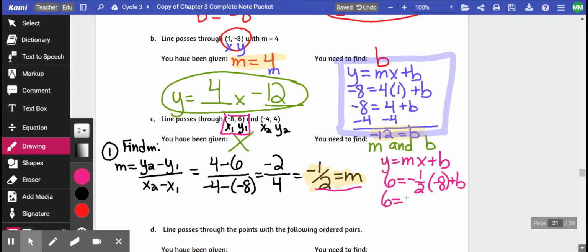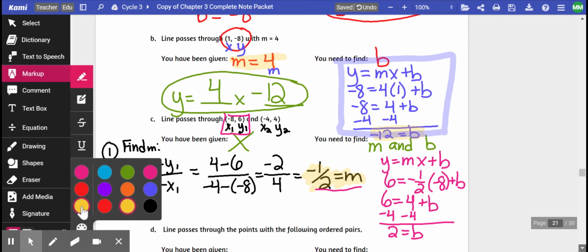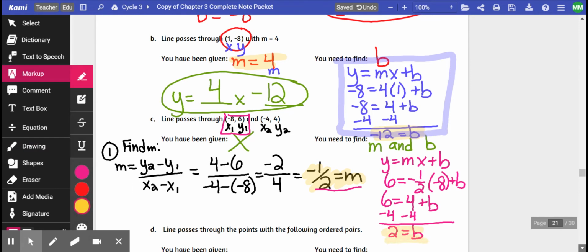So we're going to work it out and solve. So negative 1/2 times negative 8, that will be positive 4. And then subtract 4 from both sides to solve, and you get 2. So my b value is 2.